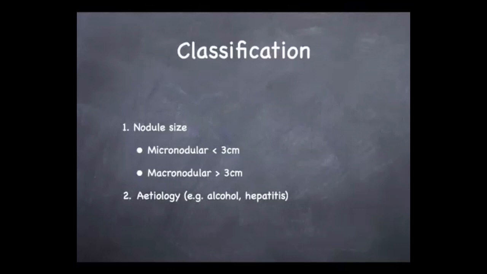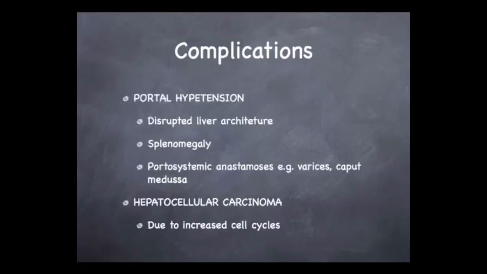Cirrhosis can be classified in 2 ways. The old system is via the nodule size, with micronodular cirrhosis being less than 3 centimeters, macronodular greater than 3 centimeters, or now via etiology, so say alcohol cirrhosis or hepatitis cirrhosis. Complications of cirrhosis can be divided up into 2 types. These are portal hypertension and hepatocellular carcinoma.